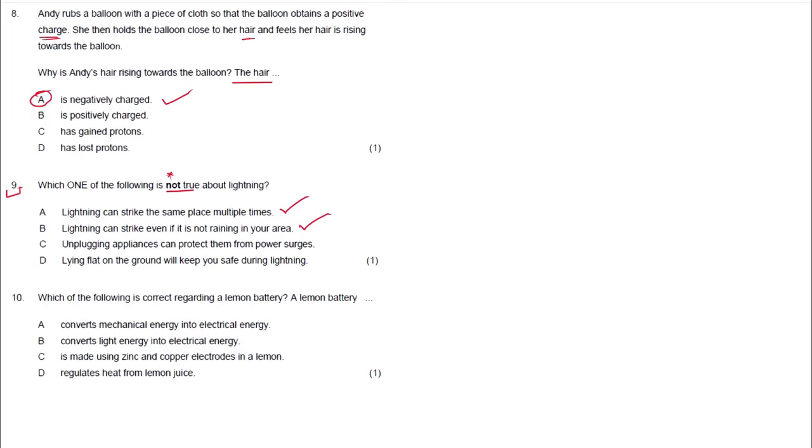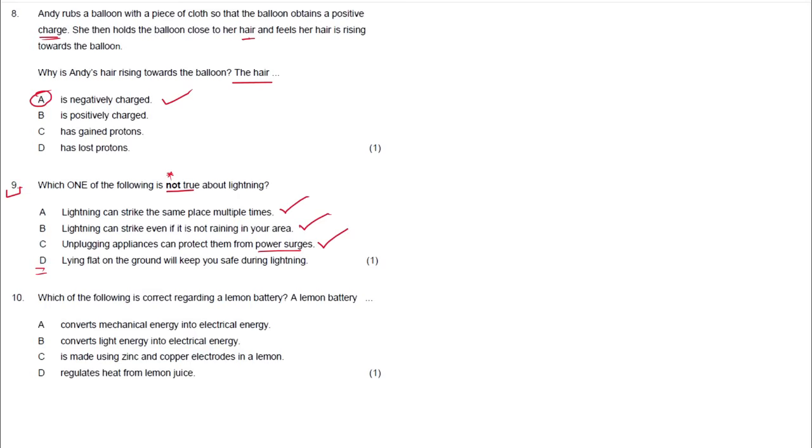Okay, and then next we have option C, which says that unplugging appliances can protect them from power surges. So we know that this is true. If we unplug our appliances it can protect them from the power surges. That's also true. And then now we are left with option D. So option D says that lying flat on the floor will keep you safe during lightning.